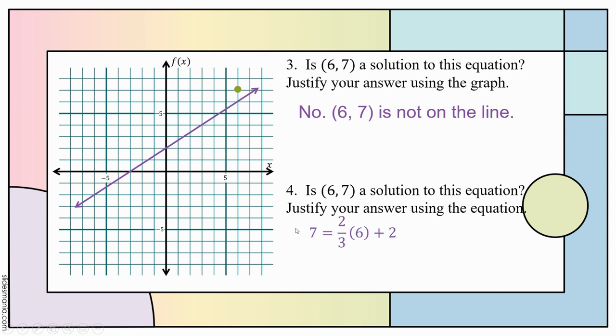I'm going to put 7 for f of x, and we're putting in 6 for x, 2/3 times 6. So I'm going to take 6 divided by 3, which is 2, and then 2 times 2 is 4. 4 plus 2 gives us 6. 7 does not equal 6. So we would say 6, 7 does not satisfy the equation, and that is why 6, 7 is not on the line. Only points that satisfy the equation would be on our line.